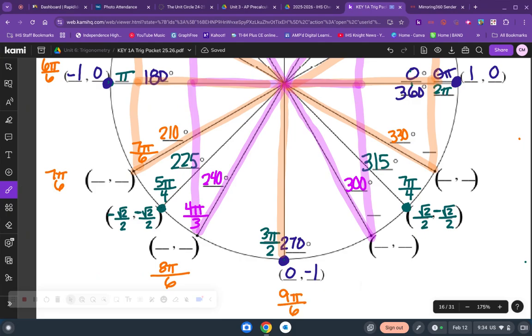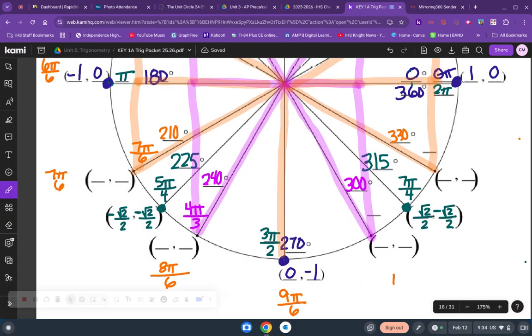9 pi over 6 simplifies to what I already have there, 3 pi over 2, correct? So they are the same thing. 9 pi over 6 is the same as 3 pi over 2. They're the same fraction. They're equivalent. Just two ways of writing the same thing.